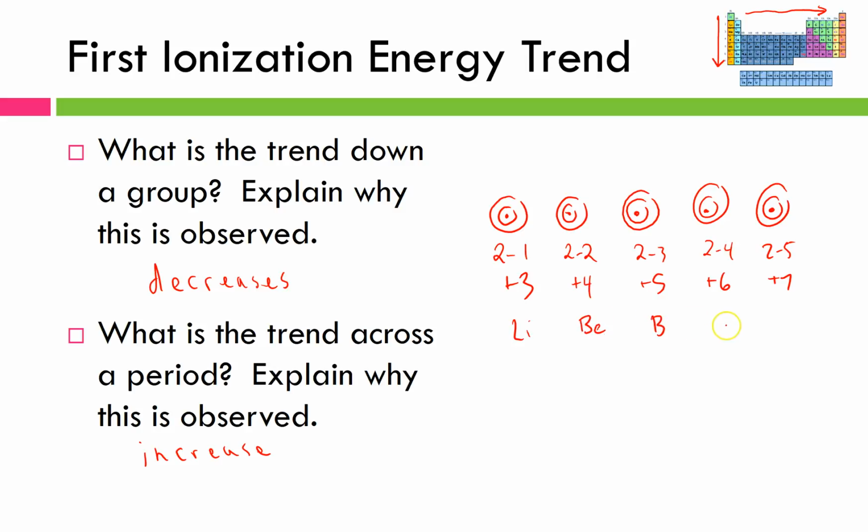Let's just get these in there. Carbon, nitrogen. We know every time the nucleus gets stronger, the atom actually gets a little bit smaller, so long as those valence electrons are in the same energy level, and in this case they're on the second energy level.